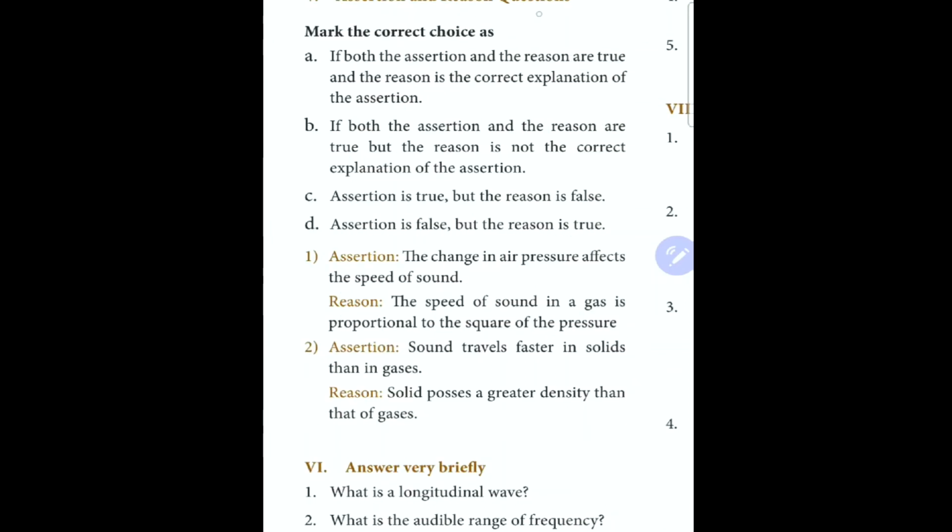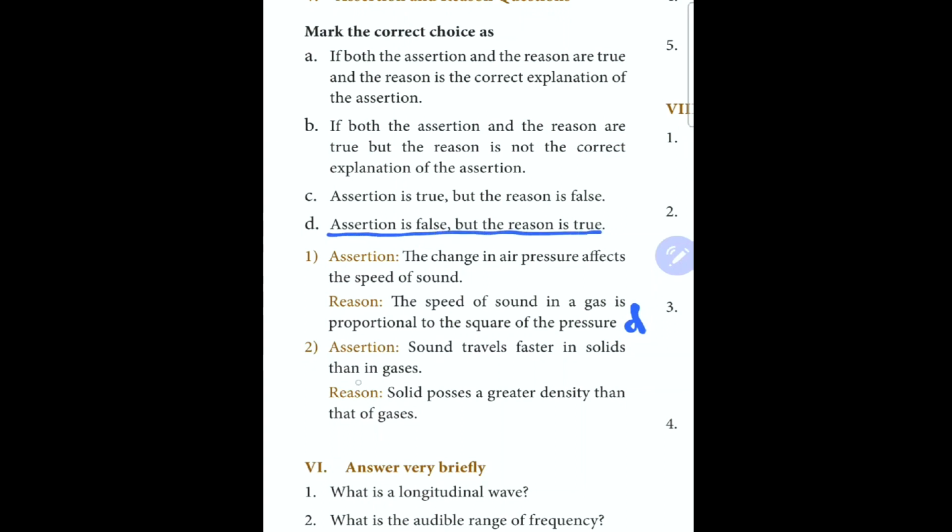Next, assertion and reason questions. First question. Assertion: the change in air pressure affects the speed of sound. Reason: the speed of sound in a gas is proportional to the square of the pressure. So the answer is option D: assertion is false, but the reason is true.